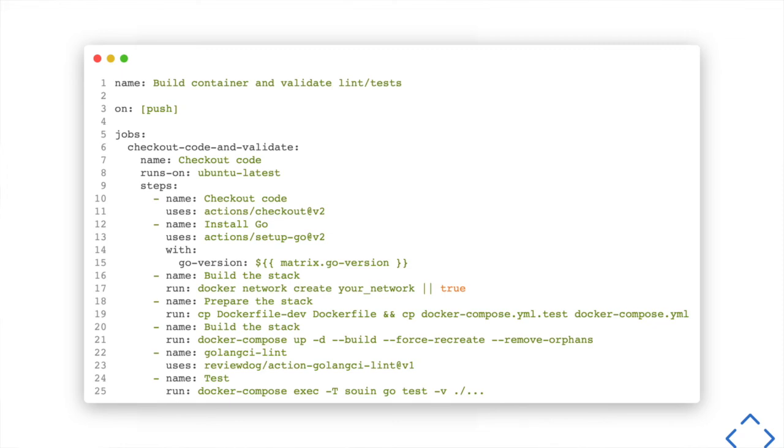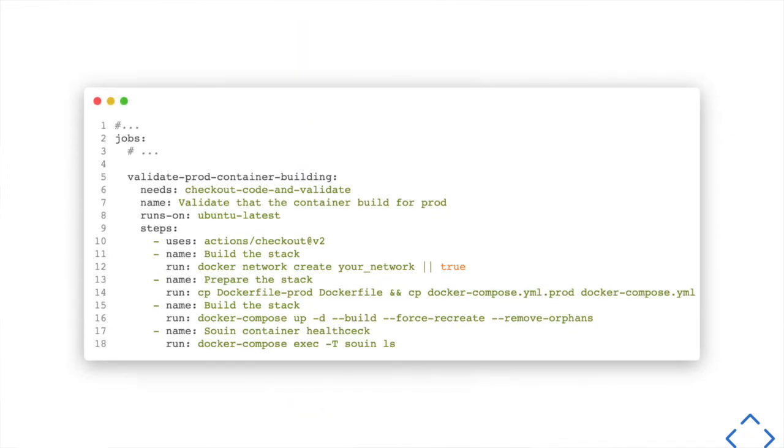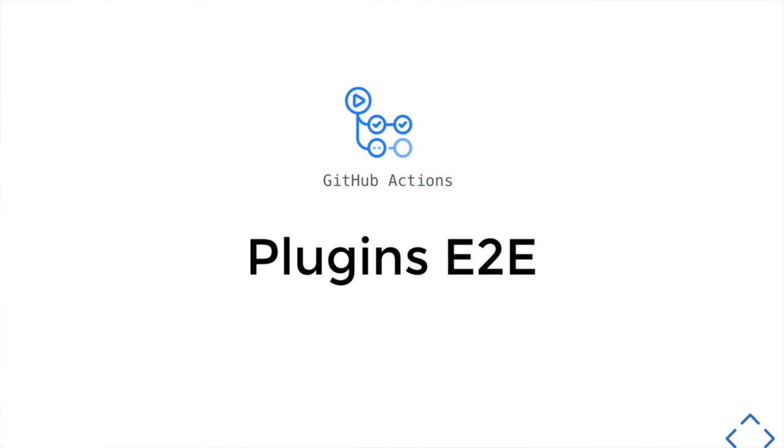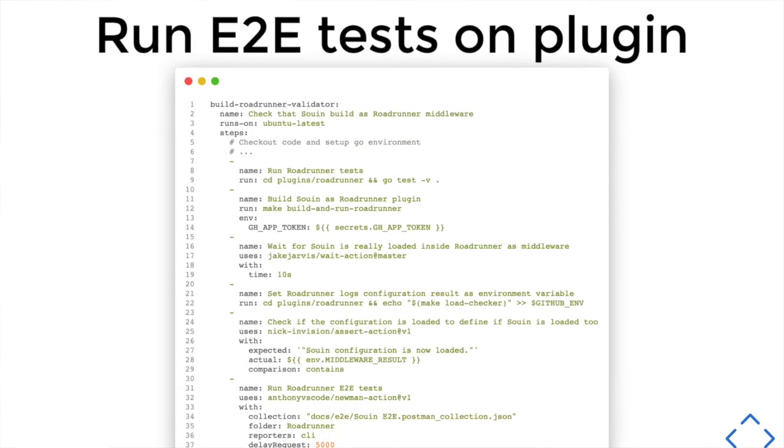Once the linter and the unit tests are green, we run the plugin workflow. This workflow ensures every middleware integration builds well and returns the expected headers in the HTTP response. For that, it runs the services inside Docker and loads Swan inside as a middleware with a given configuration, and after that it runs Newman to run the Postman collection in headless mode.